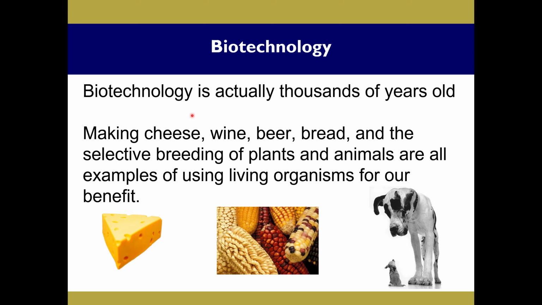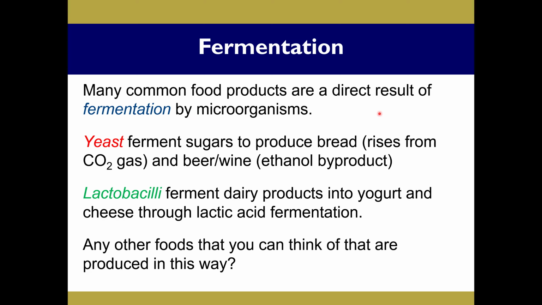Fermentation. Many common food products are a direct result of fermentation by microorganisms. We have yeast. Yeast ferment sugars to produce bread, which rises from carbon dioxide gas, or CO2 gas. So yeast ferment sugars to produce bread and beer and wine. Ethanol byproducts, which are the beer and wine.